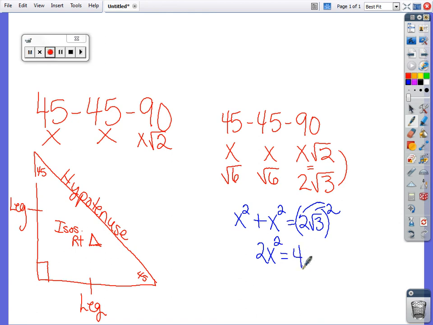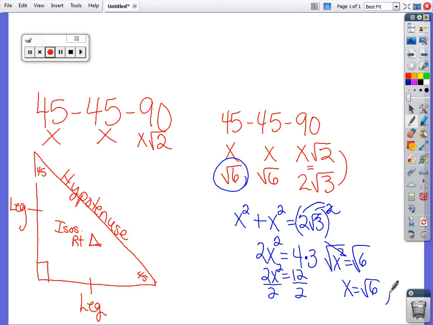The square root of 3 squared is 3. Those two things are inverses of each other. So now I've got 2x squared is equal to 12. I have to divide by 2. When I divide by 2, I get x squared is equal to 6. Well, I can't have a squared on my x, so I have to square root both sides. When I do that, I get a final answer of x is equal to the square root of 6, which is exactly what we got when we used our special right triangles.